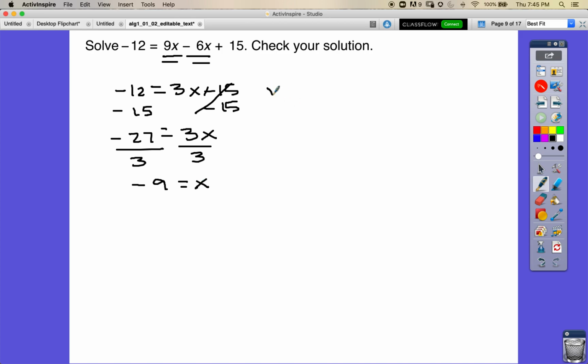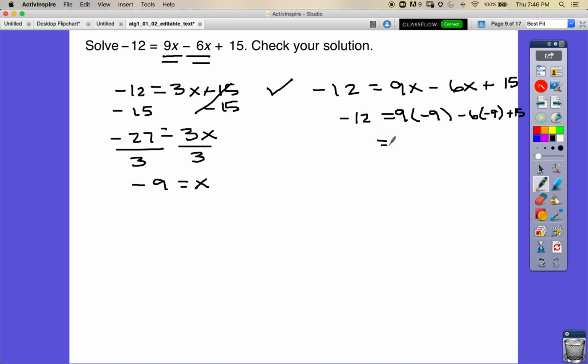Okay, now let's check your work. Negative 12 equals 9x minus 6x plus 15. Now I always write down the original equation, not the simplified version. So now I'm going to substitute. Okay, so this will be 9 times negative 9 minus 6 times negative 9 plus 15 equals negative 12. I'm running out of space here, let's scoot it over a little bit.